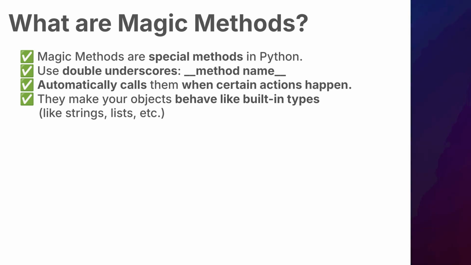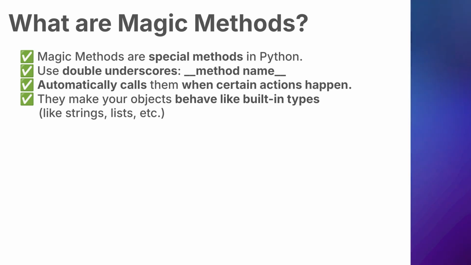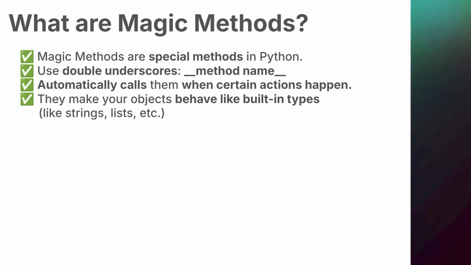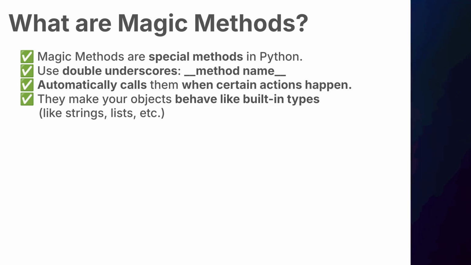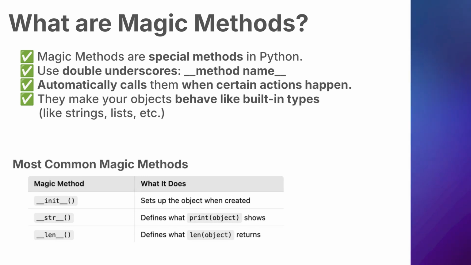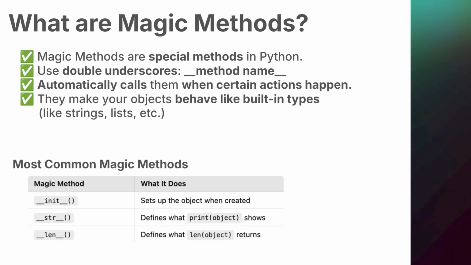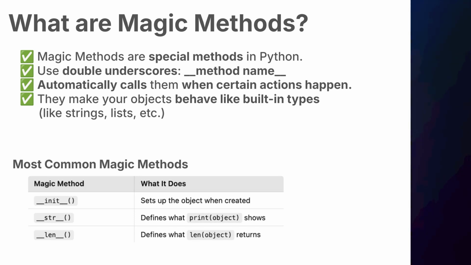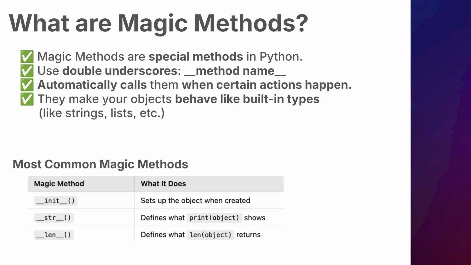Why use magic methods? To customize how your object behaves. To make your object more powerful and flexible. To make your object work with Python's built-in functions like print, len, and so on. These are the most common magic methods you should know. Let's take a look at this step by step with a sample code.